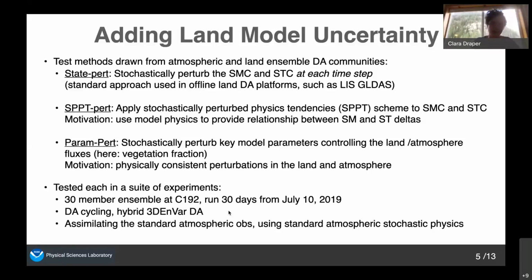And then extending on that idea even further, in the third experiment, I've called param-pert. In this one, I stochastically perturb key parameters that control the land atmosphere fluxes. So it's the same idea here: by perturbing the flux, I can then use the model physics itself to give me consistent perturbations between the different variables. In particular, in this case, I now get consistent perturbations between the land and the atmosphere. So I've tested each of these in a suite of experiments, which basically just use our operational system as it existed in 2019, and I've simplified it a lot. I'm running each experiment out for 30 days, then comparing the results. In all of these experiments, I'm assimilating the standard atmospheric observations and using the standard atmospheric stochastic physics schemes.